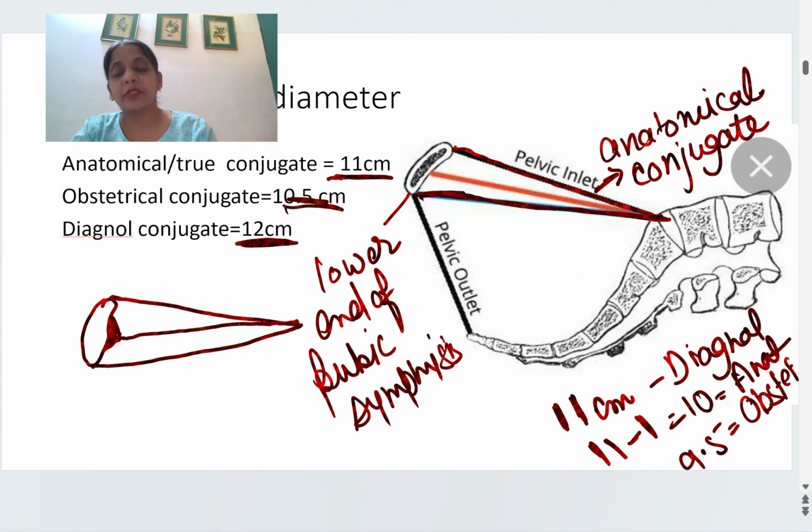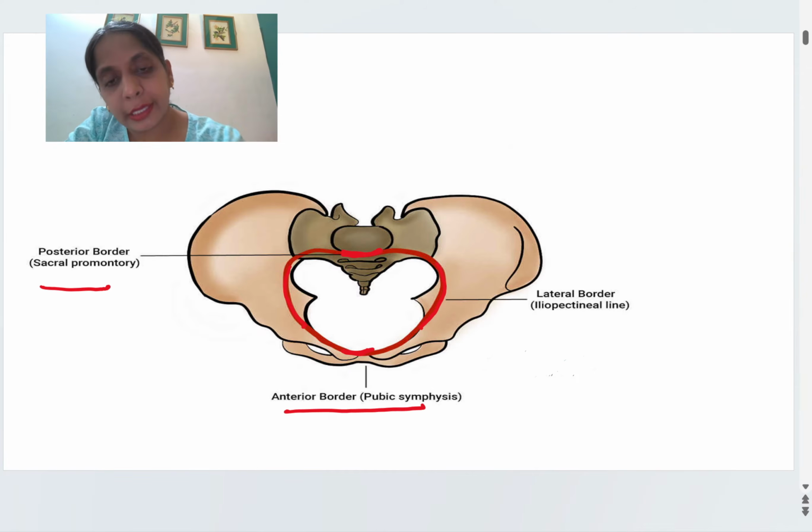Okay, so that was about the inlet antero-posterior diameter. Of course, this inlet has a transverse diameter and oblique diameter also, but they are not of so much relevance, so we are leaving it here only.